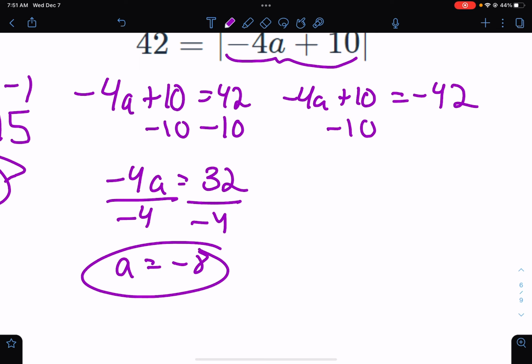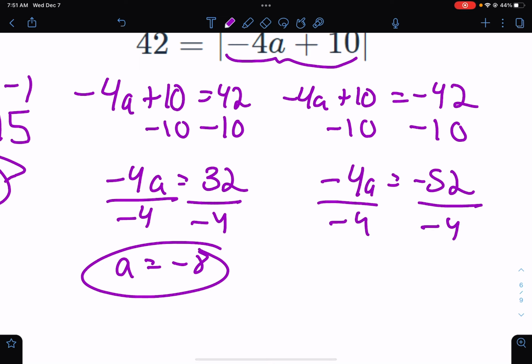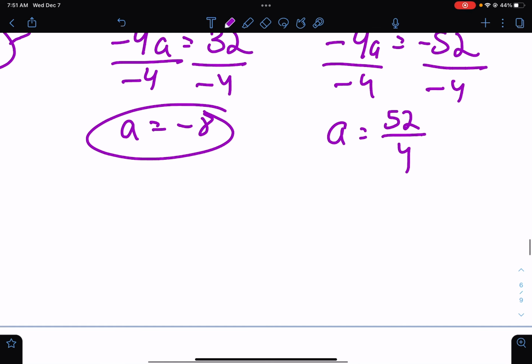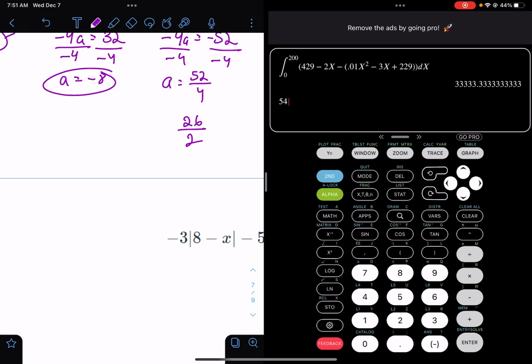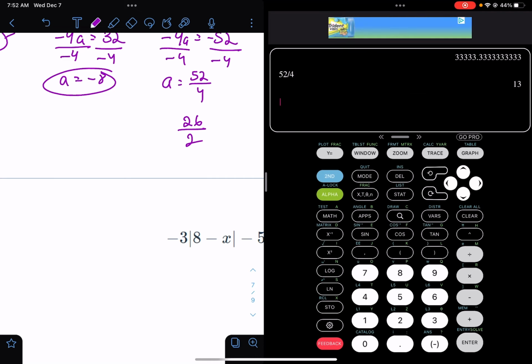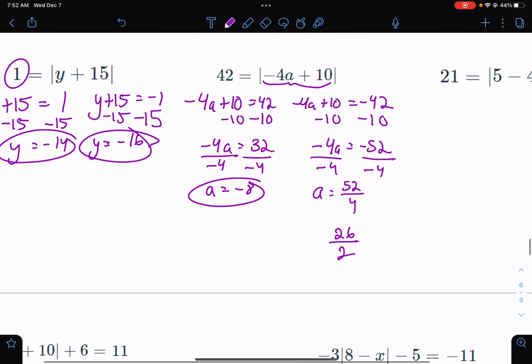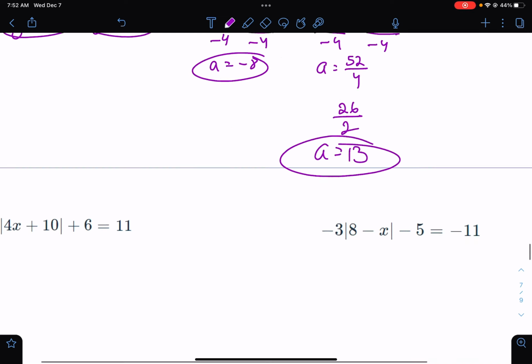We subtract 10. Minus 4a equals negative 52, divided by negative 4. Let's see, we get a is 52 over 4, which we definitely can simplify. What would that be? 26 over 2. Oh, wow, that actually does work out nicely. That's actually shocking. If I do 52 divided by 4, it's actually just a nice number, 13. Cool beans. So 13. All right, next one.